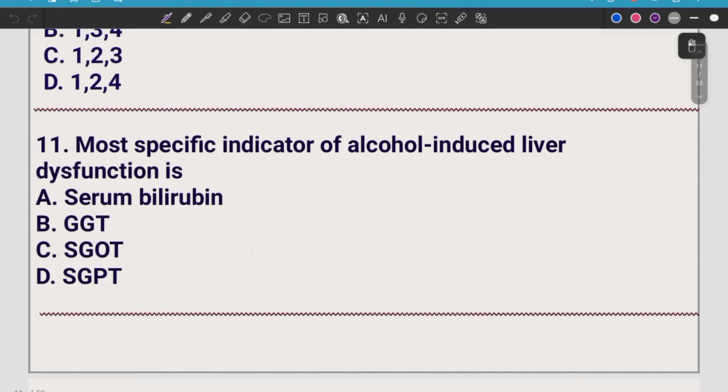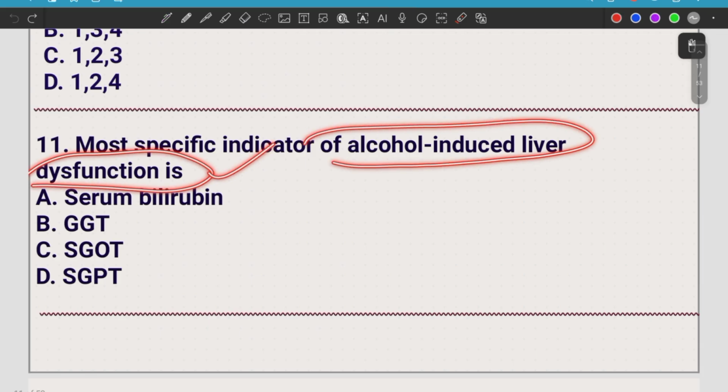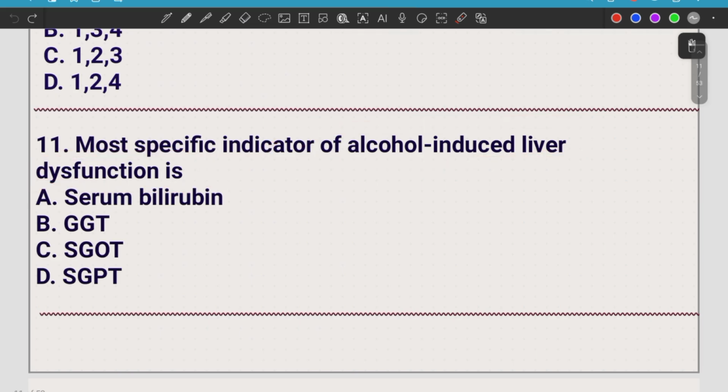Let's continue the pathology PYQ discussion, 2023 paper. The most specific indicator of alcohol-induced liver dysfunction is... When we see this question, we will slightly get confused, but when there is an increase in one of the enzymes, you can predict that he might have alcohol-induced liver dysfunction, and that is GGT.